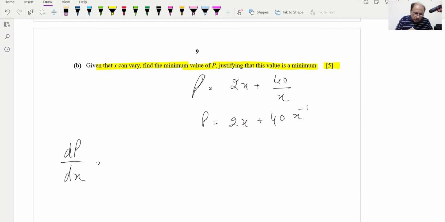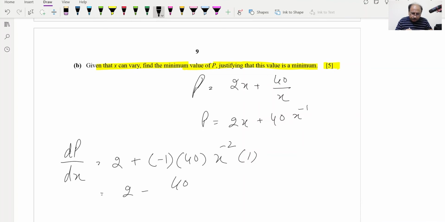So the derivative of 2x will be 2, and the next derivative will be plus, and minus 1, we will pull this power first, and then we will write this 40 into x raised to minus 1, which will be minus 2, and the derivative of x will be 1. So the final equation will be 2 minus 40 over x squared, and so we know that it is a minimum value.